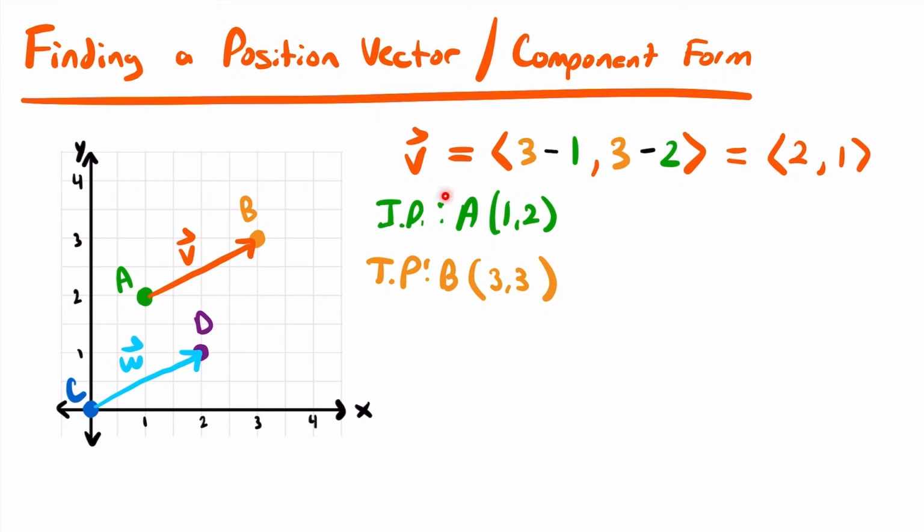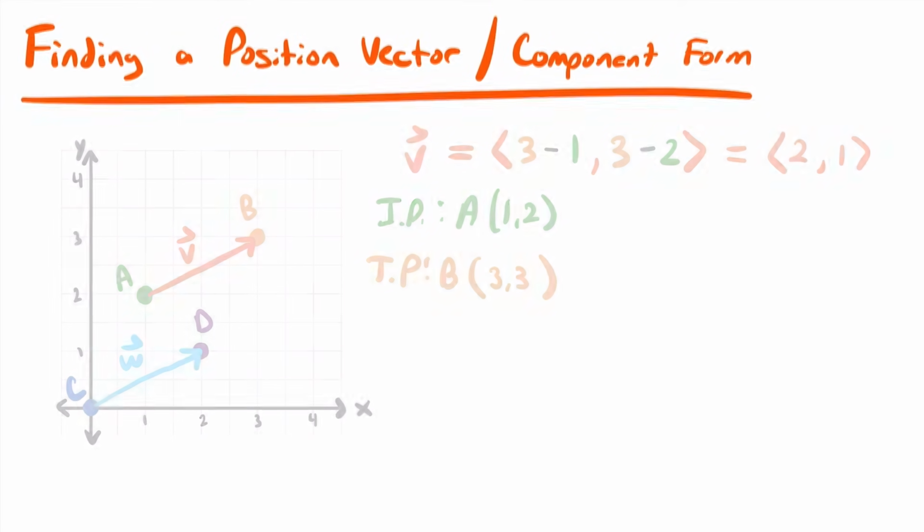And so now vector v is a position vector, and it's going to be the same exact vector as vector w. Right, this vector is the position vector for the point (2, 1), which is this point right here, (2, 1). So vector w is the position vector for vector v that we just found.